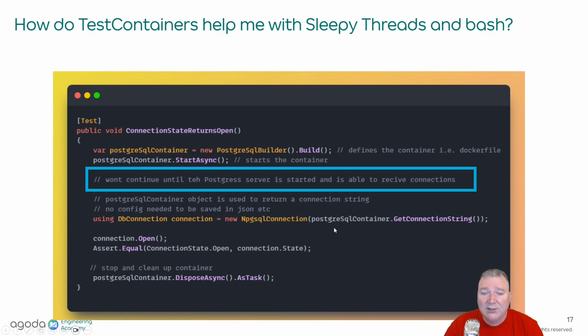It also does some other nice stuff, like you've got this nice get connection string method. So there's no more maintaining JSON configuration for your tests. So this is quite nice, I think. So if you're not using test containers, I'd check it out.